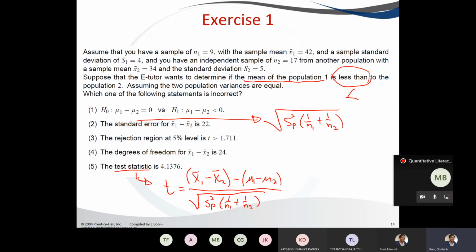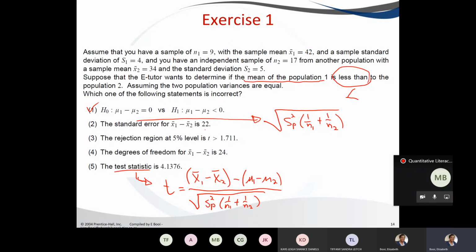So we first need to find out which one is incorrect. The first one they're asking is the null hypothesis and the alternative. I can ignore the null one and look at the alternative, where it says less than. Therefore, this is the correct one. Then the next statement says the standard error for mean 1 minus mean 2 is equal to 22.